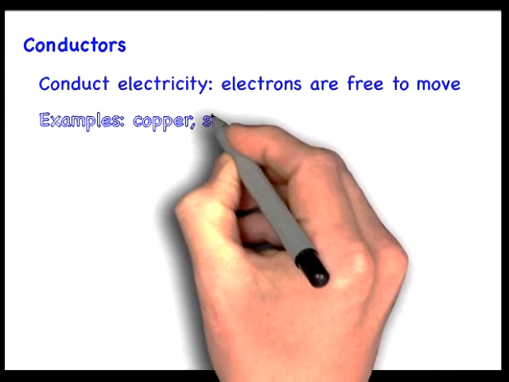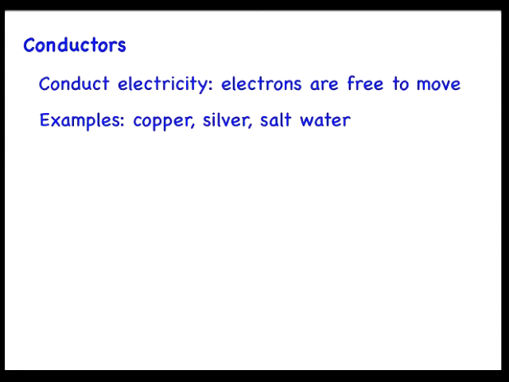In conductors, electrons are free to move. Metals such as copper, silver, and salt water are good electrical conductors. In fact, copper is used in electrical wiring.